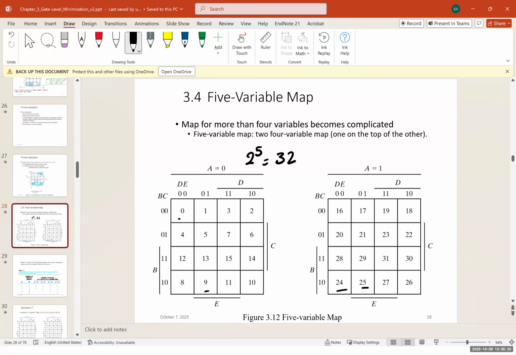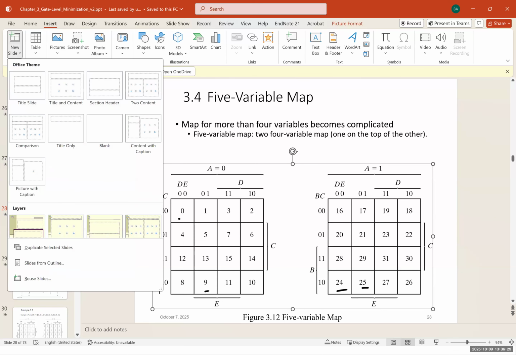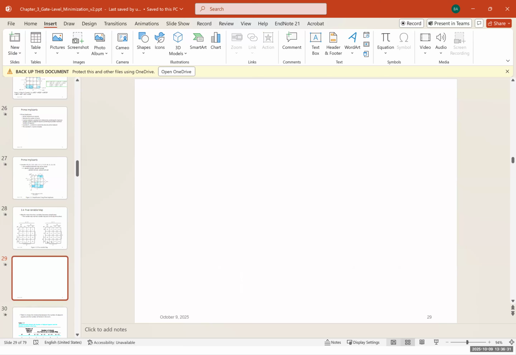Now, let's solve some examples. Let me copy this so you would have it. And let's solve some practice problems.